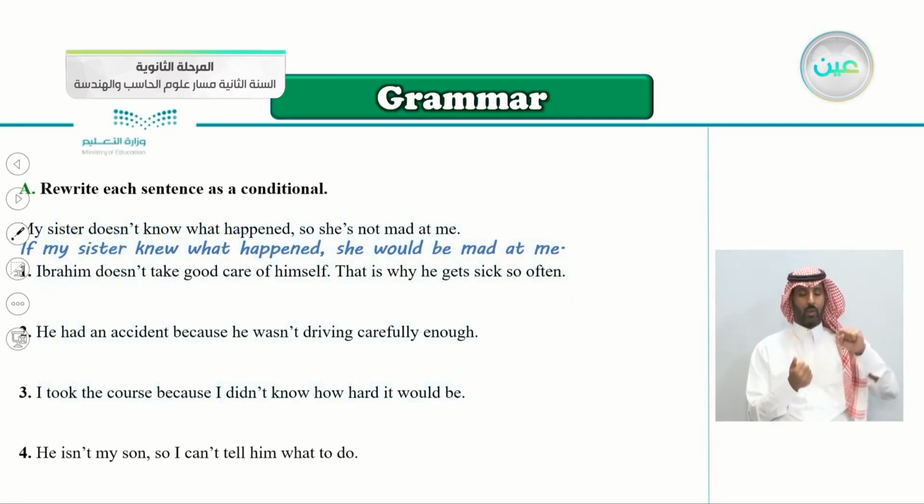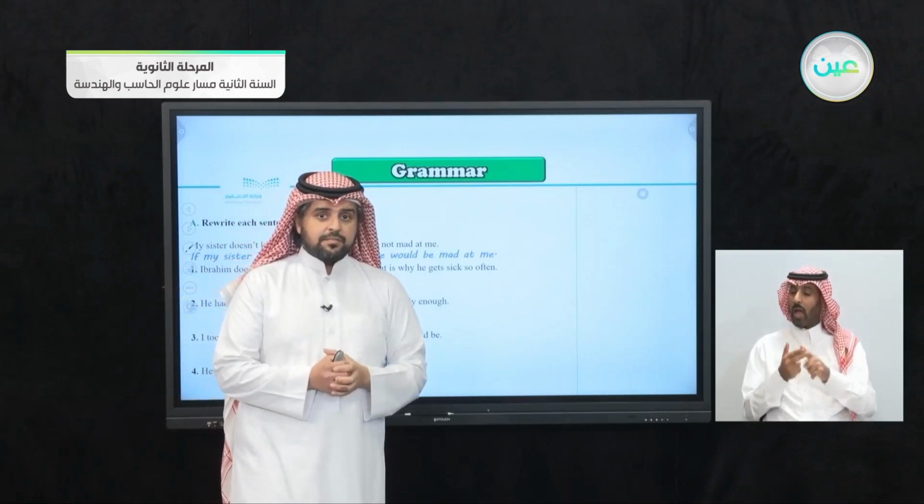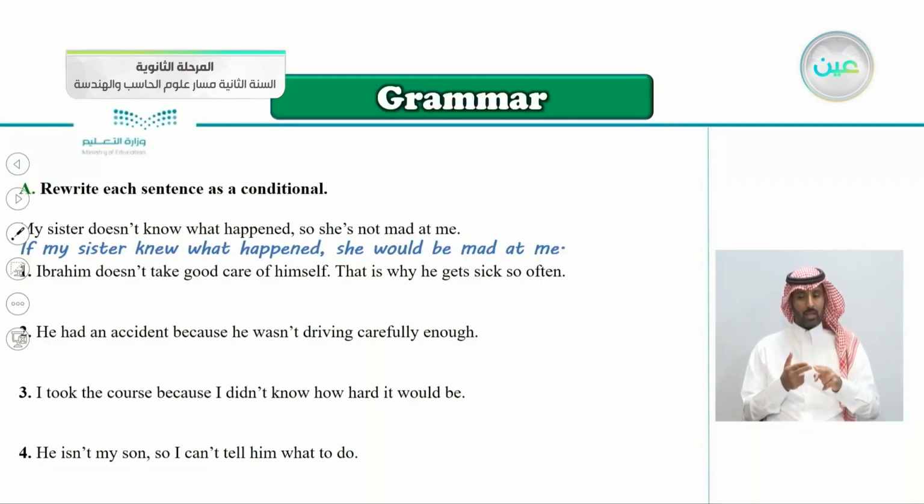Exercise A: rewrite each sentence as a conditional. The first one is already done. My sister doesn't know what happened, so she's not mad at me. Rewrite it as a conditional sentence. If my sister knew what happened, she would be mad at me. Very good. Number one: Ibrahim doesn't take good care of himself. That is why he gets sick so often. Rewrite these two sentences as a conditional. Conditional means if. We have the if clause and the result clause. So let's take number one. What's the correct answer here?